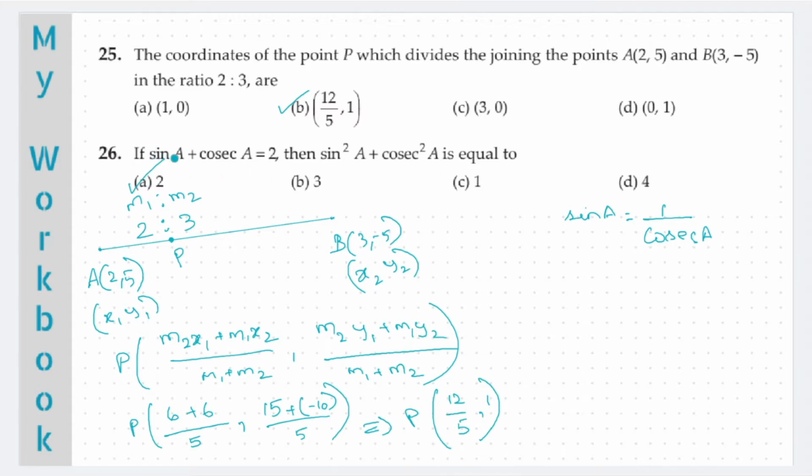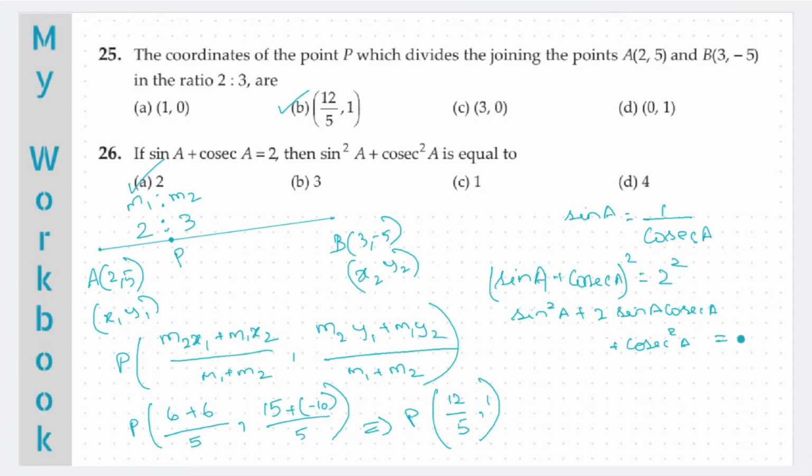We'll just square this relation given here. Sine A plus cosecant A is given as 2. Let's square both the sides. A plus B the whole square. Formula will be A square plus 2AB plus B square.